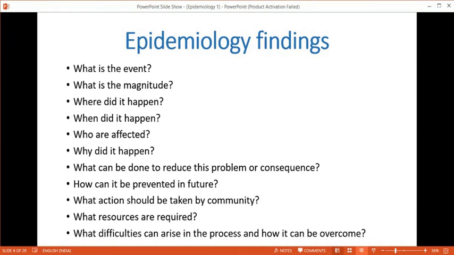So all these things, see, when you come up with a plan for public health interest or in a hospital setup, these are the things you need to know when you come up with an interventional program. So the main thing is the event, how big it is, where it happens, when it happened, who's affected, and what is the intervention.